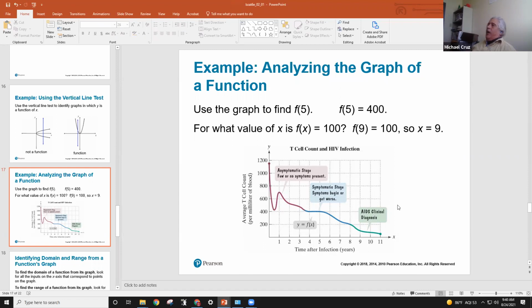Now they're asking us sort of the opposite question. They're asking us what value of x gives f of x equal to 100. In other words, what input maps to an output of 100? And 100 will be smack halfway in between here and the axis there. So if we go over there, we'll see that it crosses the graph at 9. So f of 9 is equal to 100.